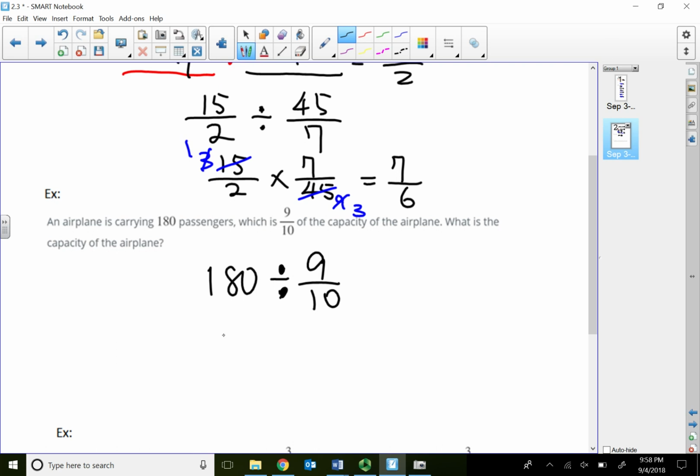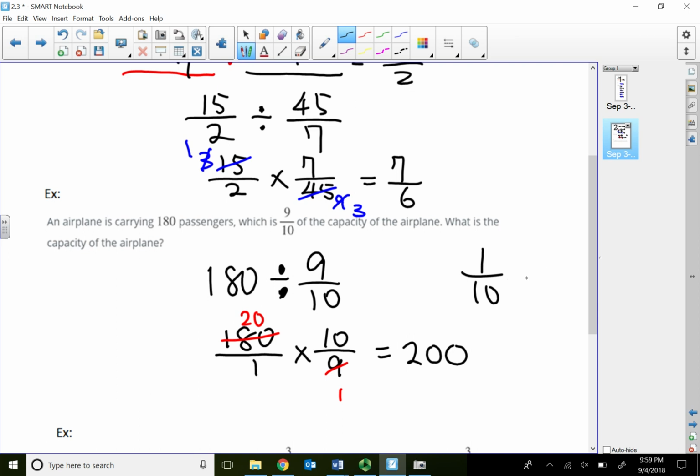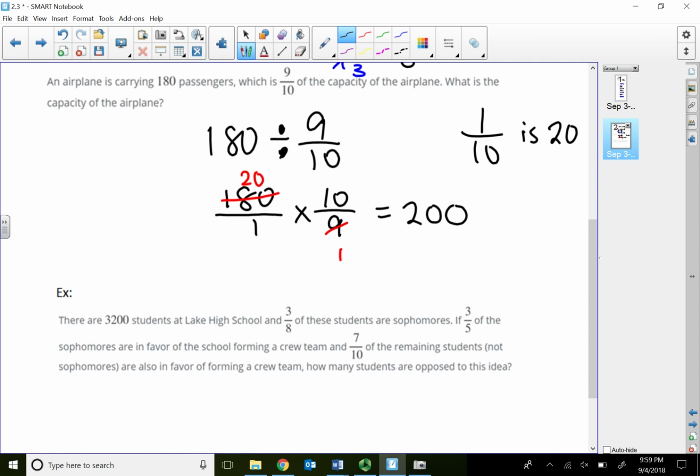All right, so when I divide by 9 over 10, the 180 means 180 over 1 times the reciprocal, which is 10 over 9. So 9 and 180 reduce into 1 and 20, and 20 times 10 in the numerator tells me I can actually hold 200 passengers total. So the 9/10 is the 180 passengers. So the other 10th, or 1 over 10, is 20. Okay, 1/10 is going to be 20 other passengers. All right, a very strange problem where we have to divide.